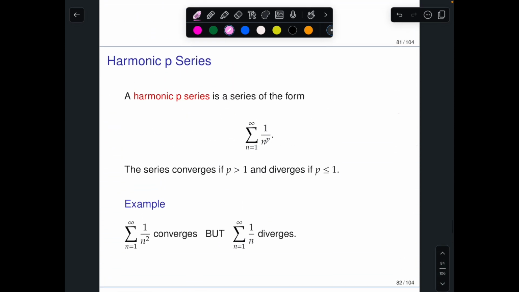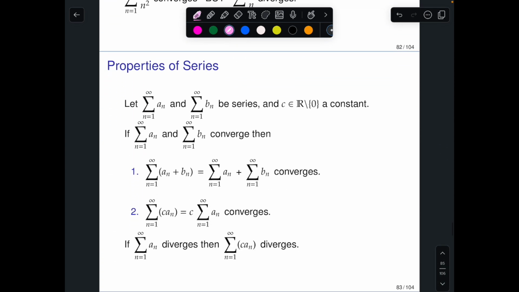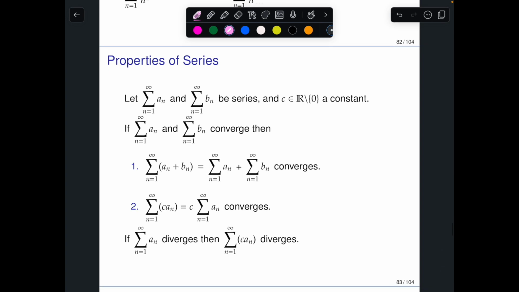I split up the video because I realized my explanation for this slide was absolutely stuffed, so I'm just going to go over it again. Essentially, this is all pretty intuitive. If you don't know this notation, I'll just read through it. It's saying let an be a series and bn be a series, and c be a constant that's a real number but not 0. I only actually learned this the other day in a tutorial, so it's quite cool.